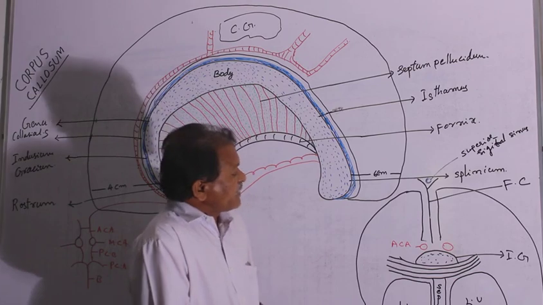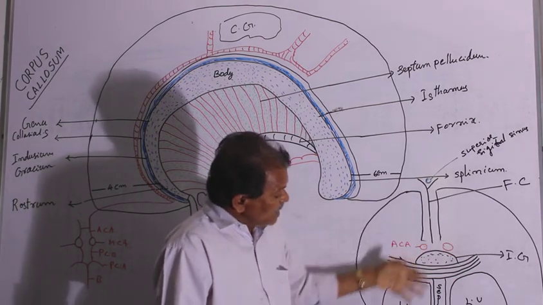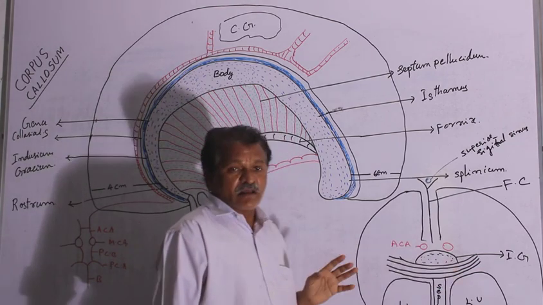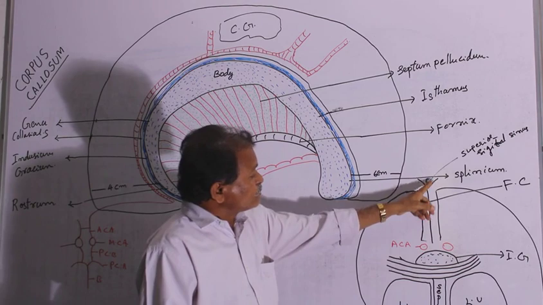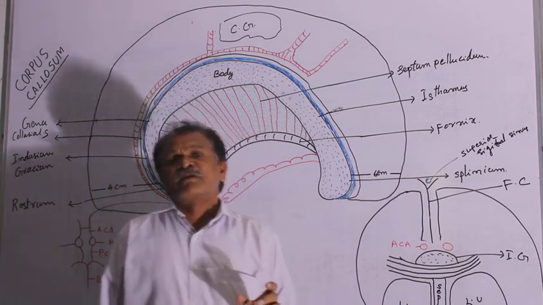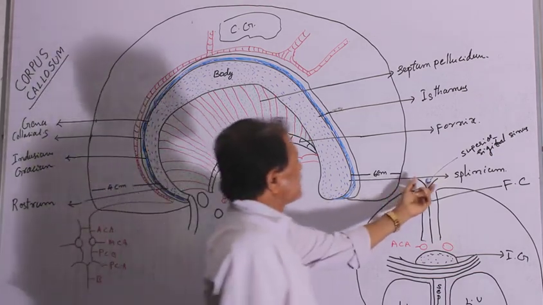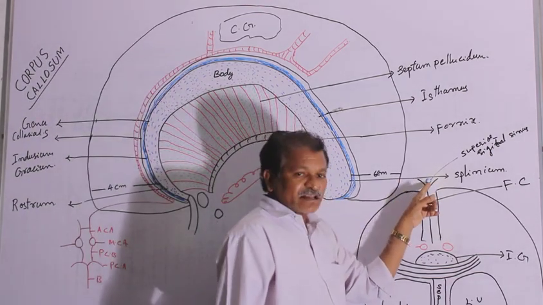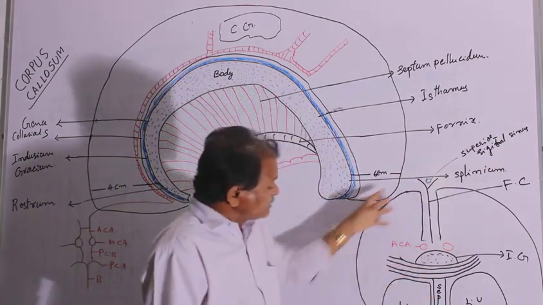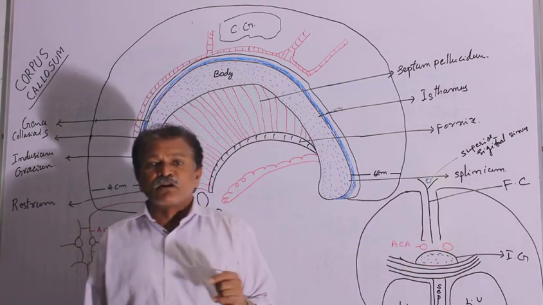This falx cerebri has two ends. This is the inferior end, which floats on the superior surface of the corpus callosum. The superior end is attached to the margins of the sagittal sulcus, and in between the split-end part there is a sinus. This is called the superior sagittal sinus. We may see these things in the coronal section.